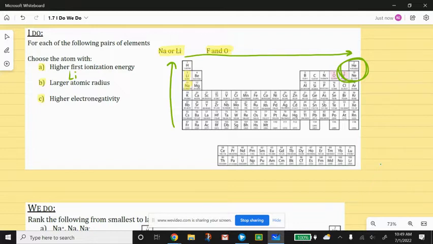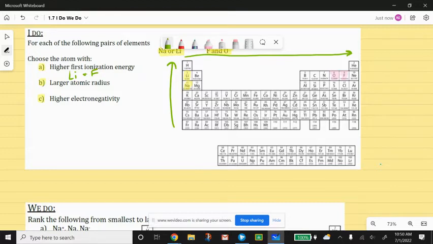Now, down at the other end, we can see that fluorine and oxygen, fluorine is smaller than oxygen, and therefore it's going to have the higher ionization energy. So it's going to be lithium and fluorine. And since I just talked about that, I'm already answering B.